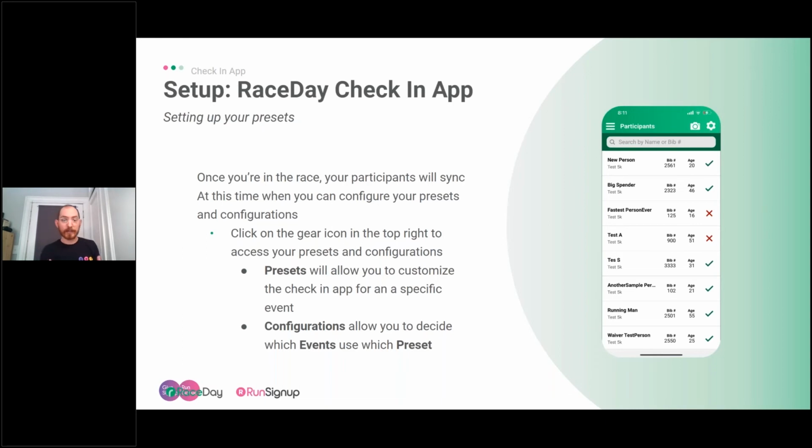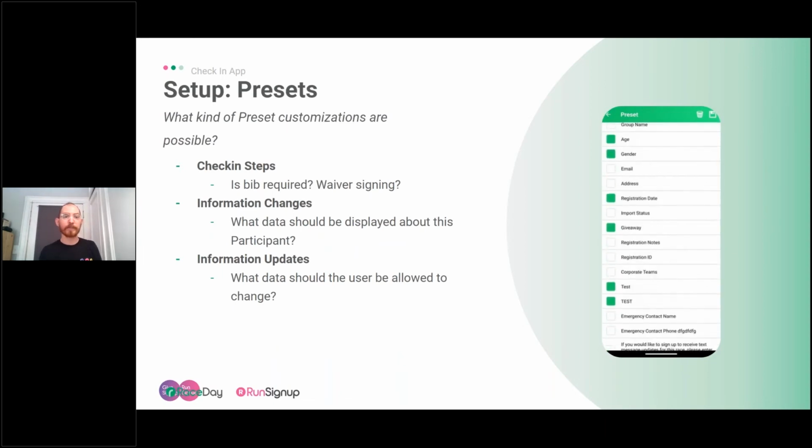And configurations allow me to decide which events use which preset. So I set up a preset that's like my standard running race preset, and I want my 5K and my 10K to use that. And then I have another one that's like a relay preset that I'm going to use for my 10K relay event or something like that. So configurations basically say, I've got these presets and they're all assigned to these different events. And we'll go through that in a little more depth here.